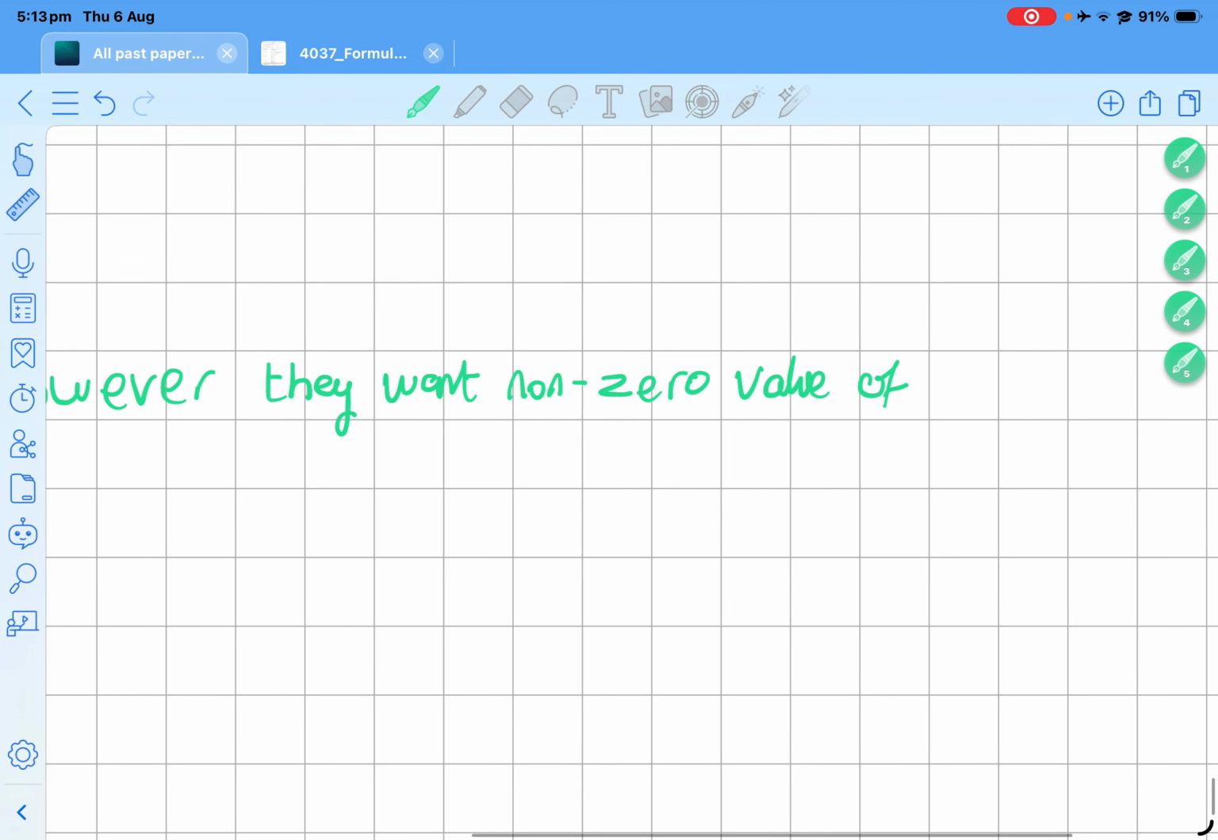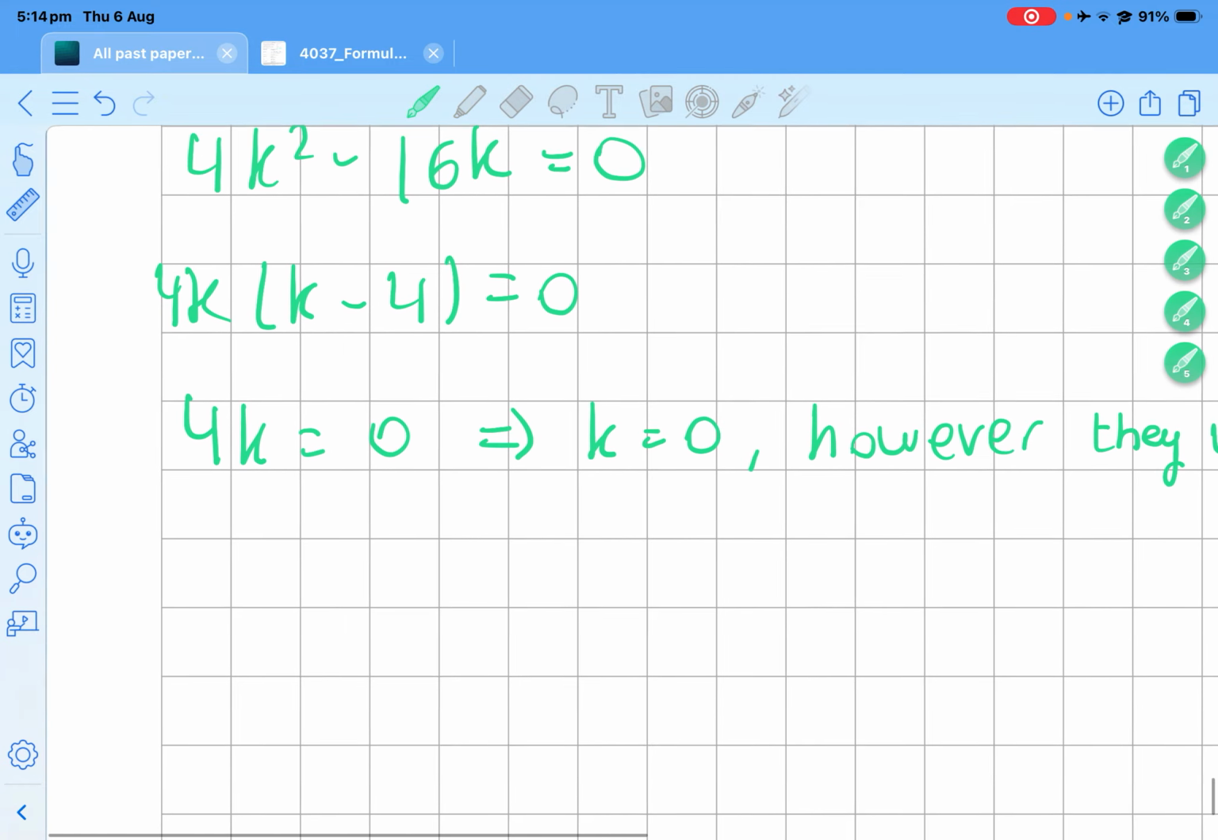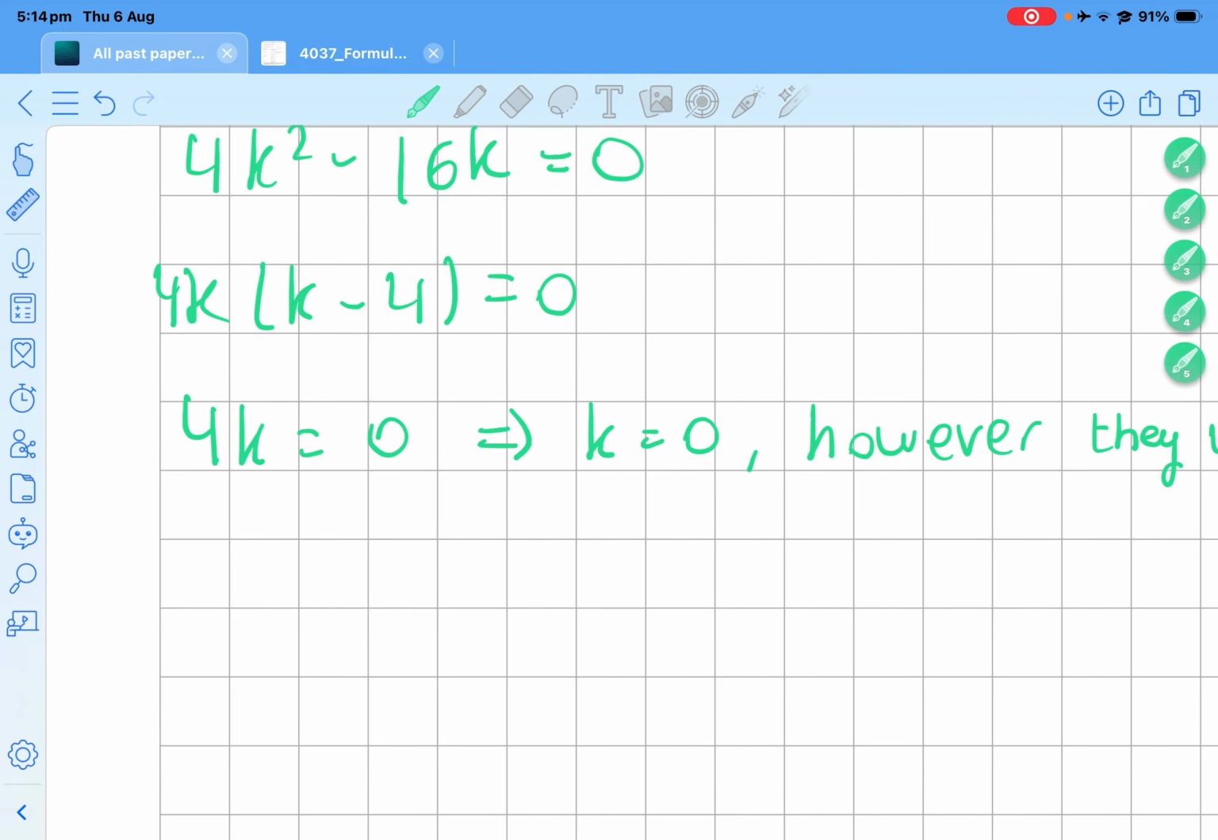So I'm highlighting in the same color that we used to highlight with, and then k minus 4 equals 0. So k is equal to 4. This will be our answer.